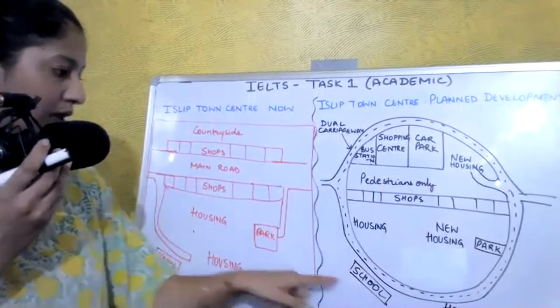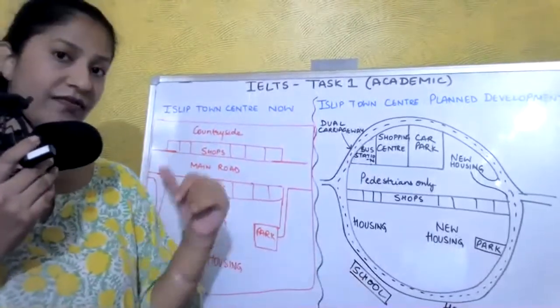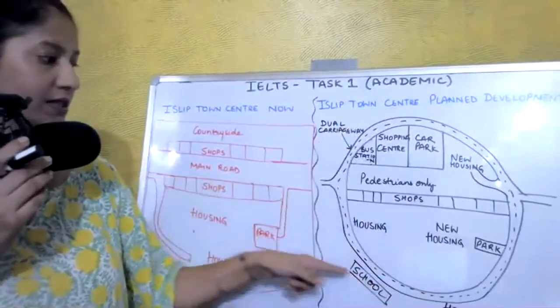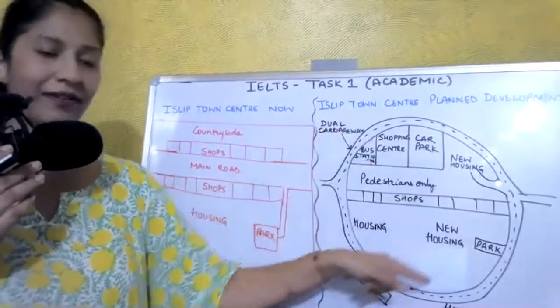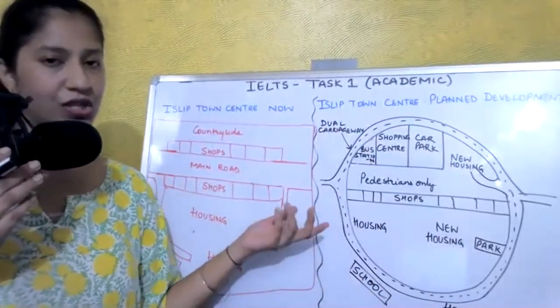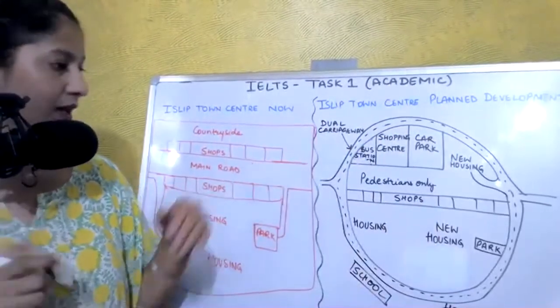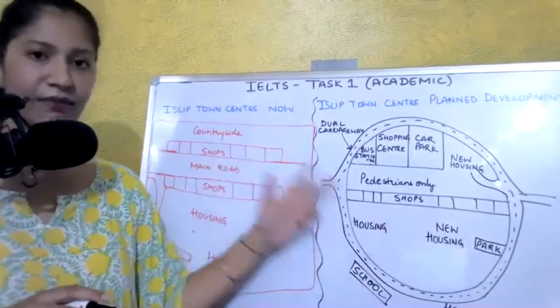The school remains where it is now. The dual carriageway will sort out the problem of traffic, because I've already written traffic congestion, I won't repeat the word. It will solve the problem of the traffic. Correct. That is it. I have explained this, and side by side I have made comparison also.